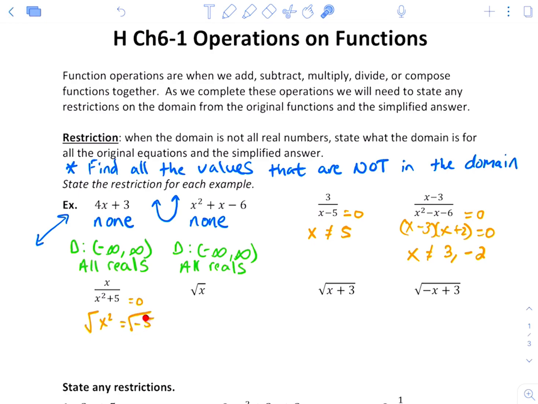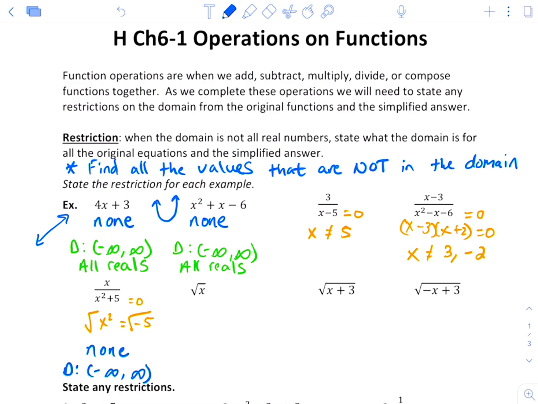So when this situation happens, that means that I can't find a real number to substitute into the x where this would simplify to be 0. So this would be an example of having a fraction where we don't have any restrictions. So my restriction for this one would be none for the domain. Or again, we would write it as -infinity to +infinity.